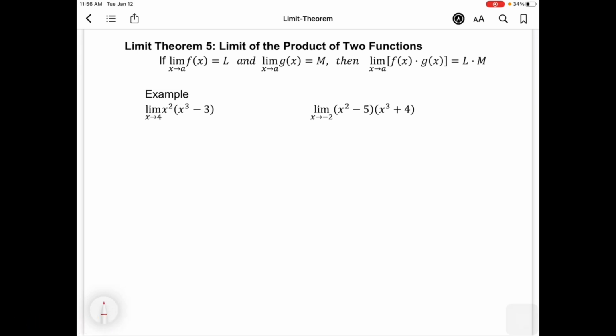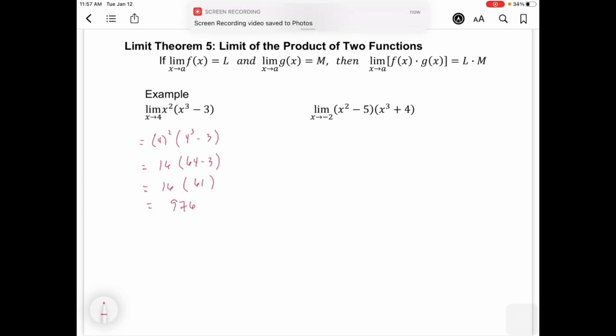So magkakaroon tayo dito na is equal to 4 squared times 4 cubed minus 3. Then 4 squared is equal to 16. Then 4 cubed is equal to 64 minus 3. So this will be equal to 16 times 64 minus 3 is 61. Then 16 times 61 is equal to 976.